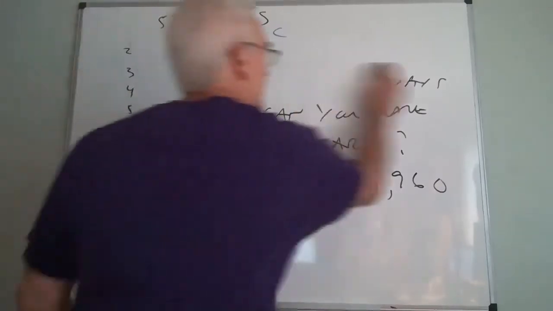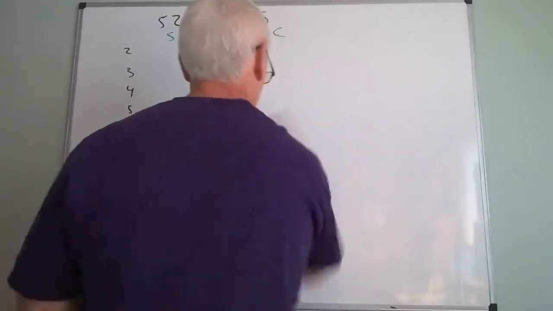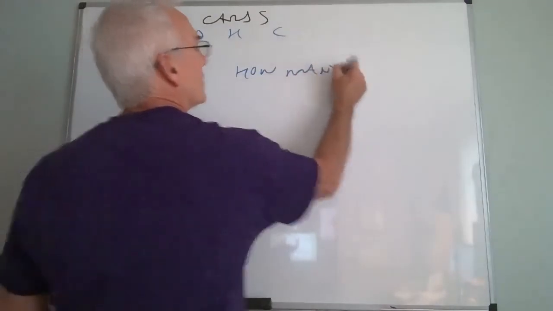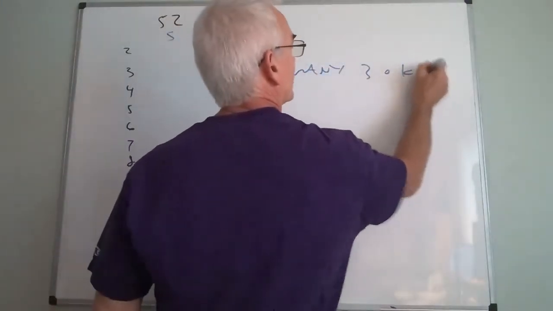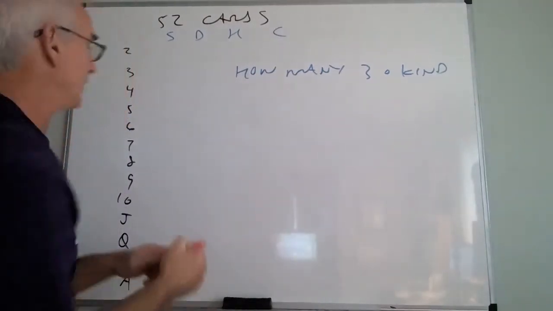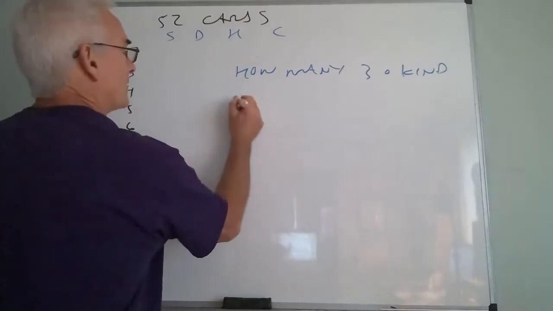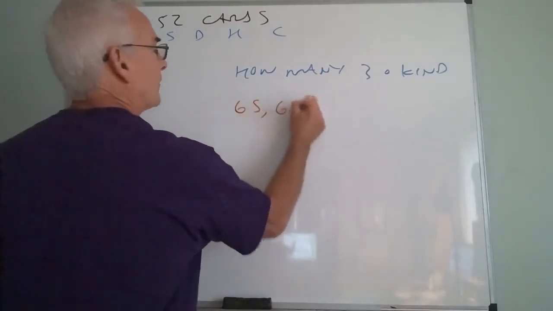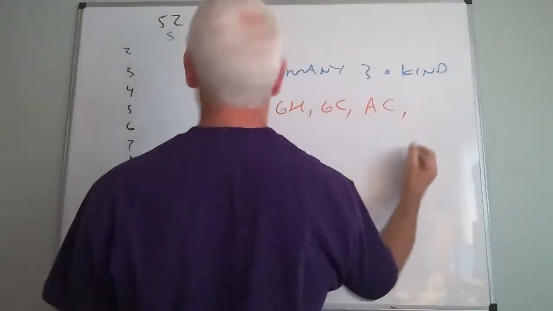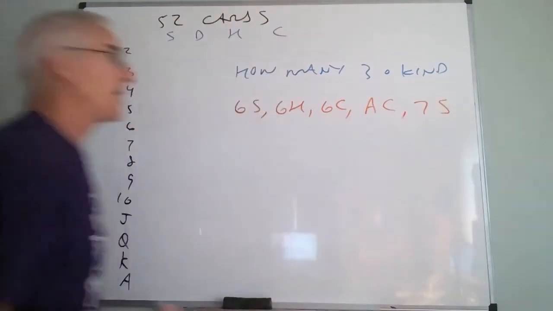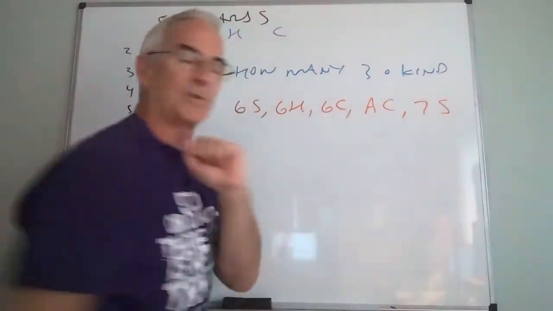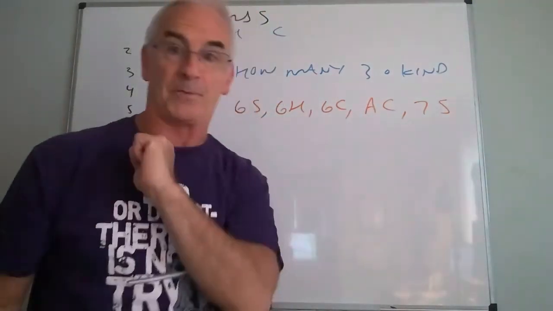So if I wanted to calculate how many 3 of a kinds there are, what would a typical 3 of a kind look like? Well, a 3 of a kind might look something like this. Let's say 6s. So I have a 6 of spades, a 6 of hearts, a 6 of clubs, an ace of clubs, and maybe a 7 of spades. Okay, that would be a typical 3 of a kind. 3 of the same number, then 2 other numbers that are random and different from each other.